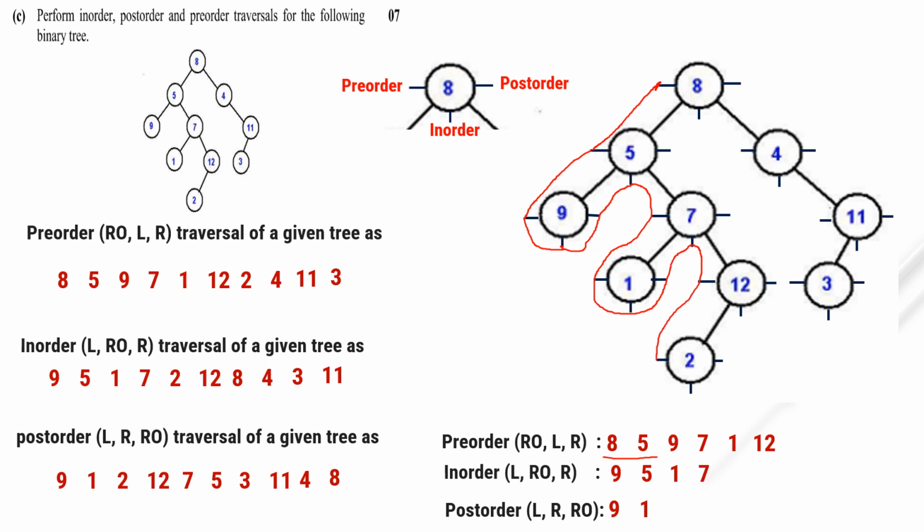Similarly 2 is in pre-order, 2 is in in-order as well, and post-order as well. Now this line connects to in-order of 12, so 12 will be the answer in in-order. Then this is post-order, post-order 7, post-order 5, in-order 8, pre-order 4.